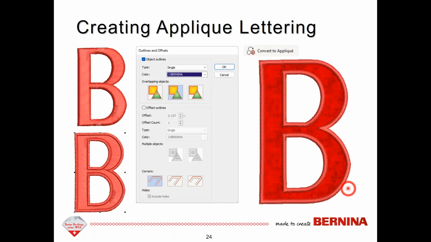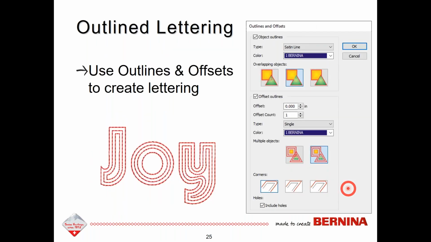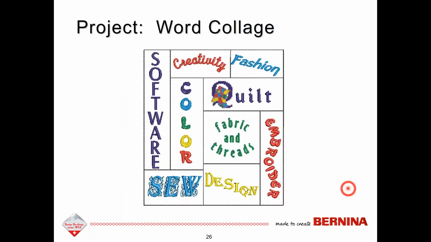One other thing that you can do is create applique lettering, and it takes a couple of steps, but you can add an outline first, and then you convert that outline to applique. We'll be covering that in the applique webinar. You can also create outlined lettering. And this is the project that we're going to be working with. I'm going to talk a little bit about the project and a little bit more about what you can do with lettering before we start working in the software.